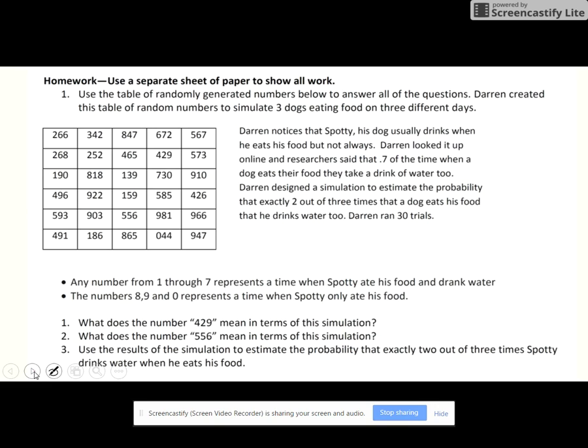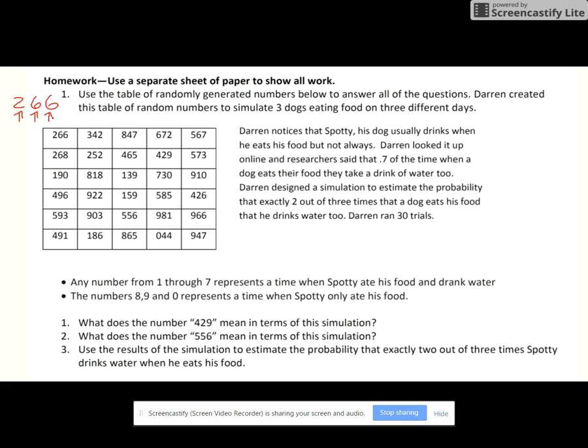It says, use the table of randomly generated numbers below to answer all the questions. And this, of course, is that table right here. Darren created this table of random numbers to simulate 3 dogs eating food on 3 different days. So each of these is a dog. Each of these is numbers. Like, for example, if I have the number 266, this is a dog here, this is a dog there, and that's a dog there. And what are the things that the dogs can do?